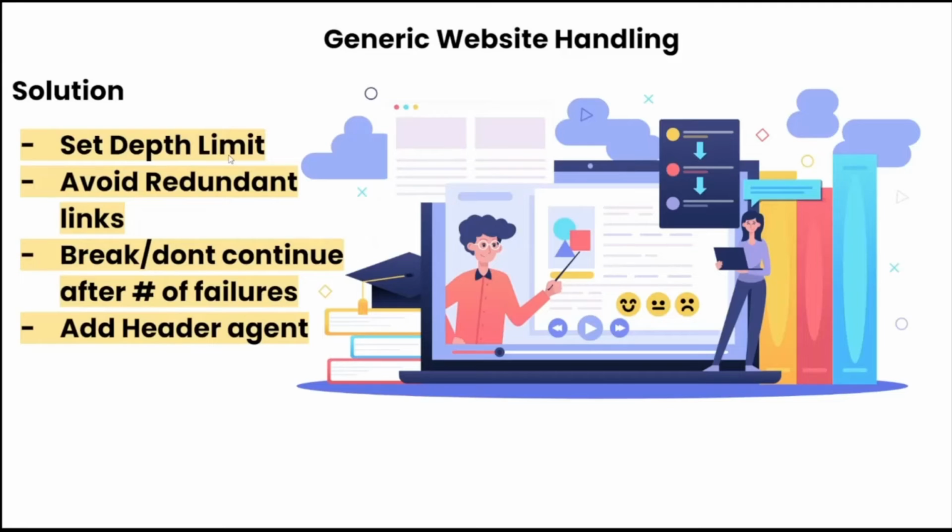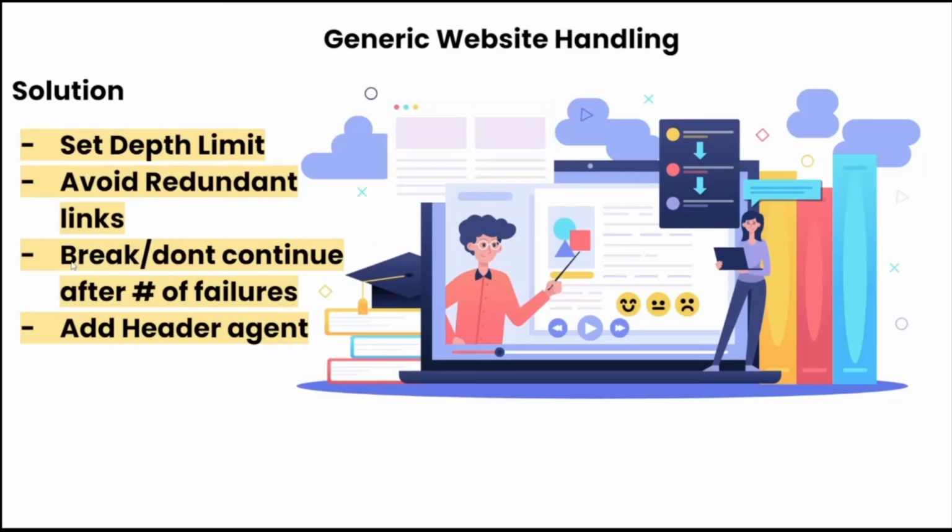We have to set the depth limit. This is for avoiding wasting time on a particular link. As discussed in the blacklist and whitelist portion, I said not to waste time on a particular domain for more than a certain period of website visit. So the depth limit would help us a lot, and also we have to avoid redundant links. Some of the websites might be pointing to the same links, so we should be avoiding it in order to reduce the time spent on the particular website.